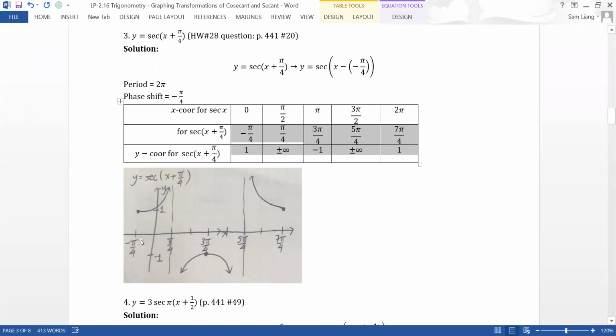So yeah, at negative pi over 4, y coordinate at 1, and then pi over 4 asymptote there. 3 pi over 4, it's negative 1, 5 pi over 4 asymptote there, and then 7 pi over 4, 1. Okay, and then you draw your loops in, right? Secant looks like a frowny face, so you draw the first loop here, then the negative loop here, and then the last loop. All right, so this is what this graph will look like.